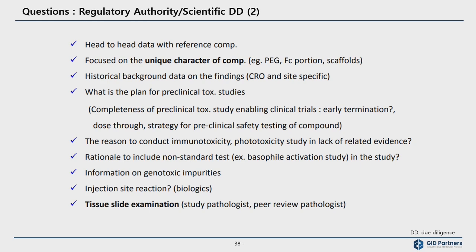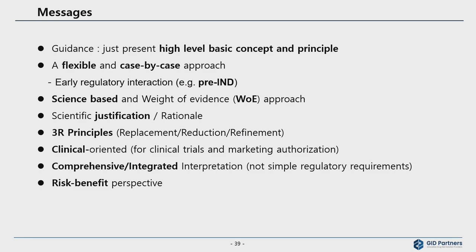And also when giving answers, whether this is really related to the drug, the historical background data from the CRO is quite important. But there are some CROs that are not able to provide such data. And about carcinogenicity, maybe the full preclinical tox plans are sometimes required. And sometimes the people from the CRO change the tissue-related slides. There are cases like that.